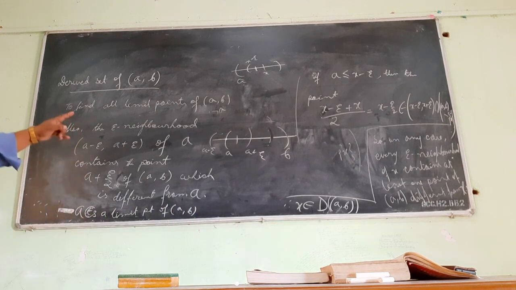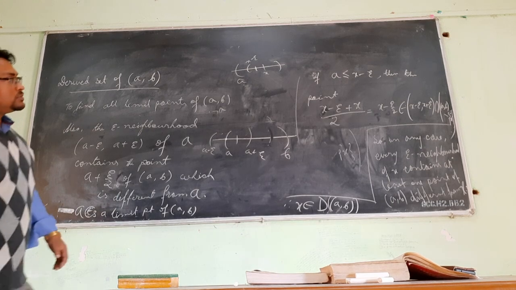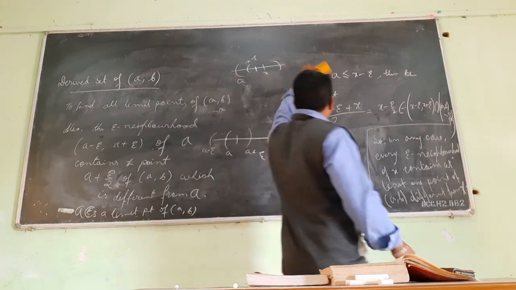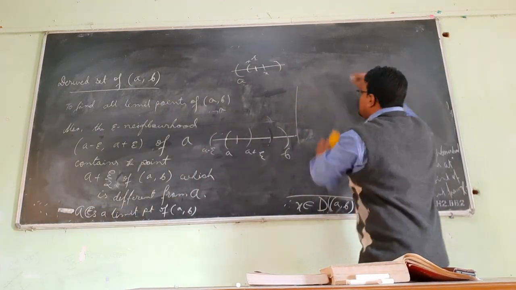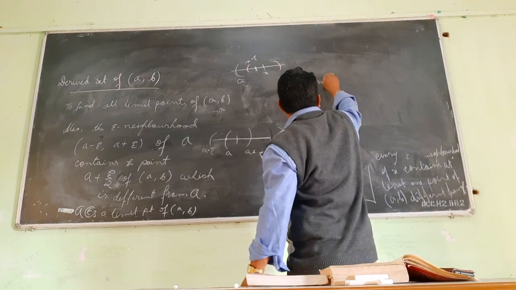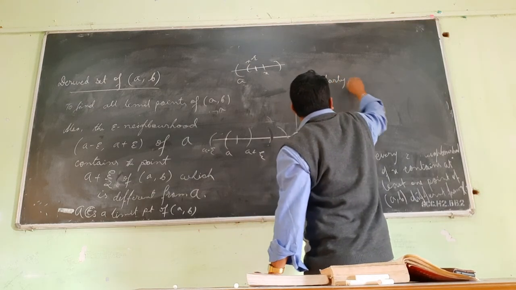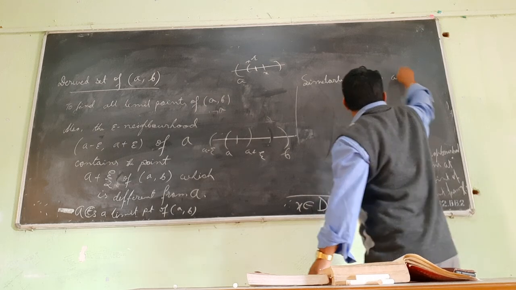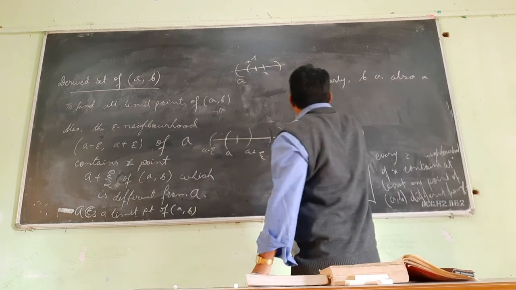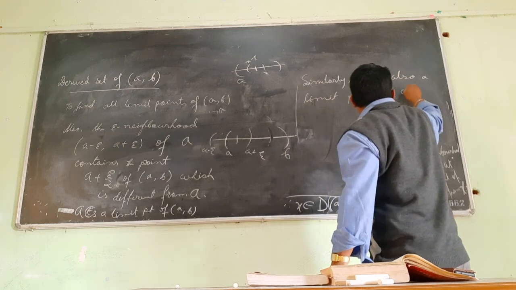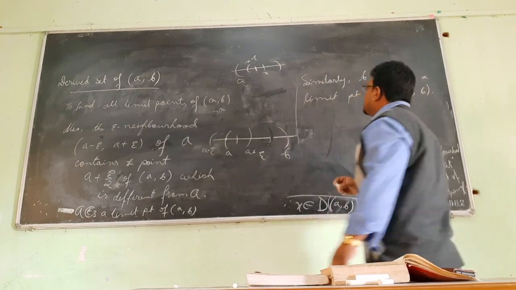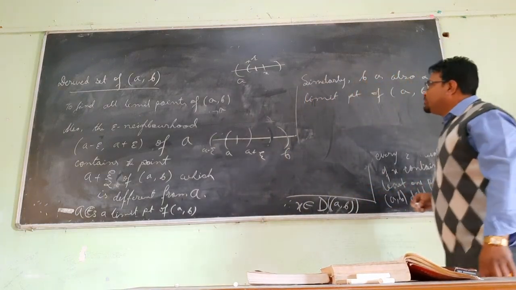Similarly, we can show that b is also a limit point of the open interval AB. This is also a limit point of this.